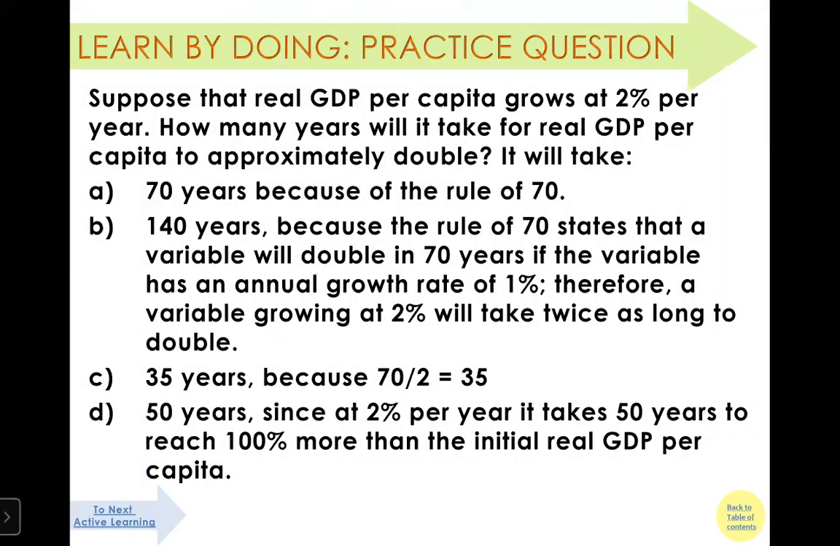Now let's look at this practice question. Suppose real GDP per capita grows at 2%. How many years will it take to double? Clearly the answer is C, because we just use the rule of 70 we just learned.